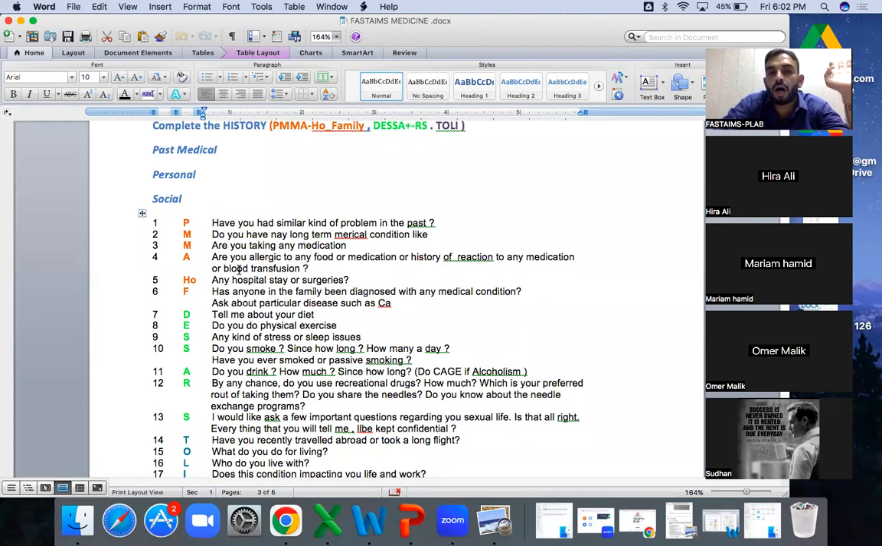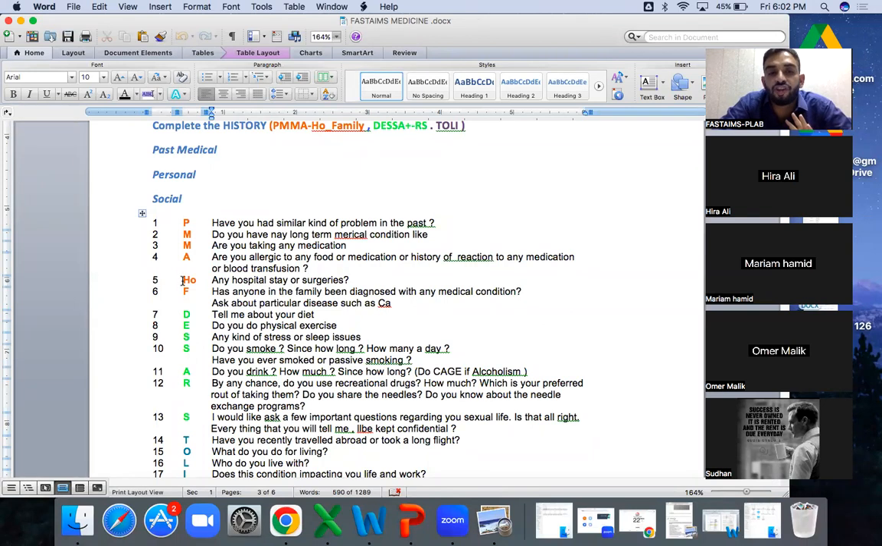Third thing, allergy. Are you allergic to any food or any medication, or having a history of any medication reaction or blood transfusion? You need to ask them as well. So this is the allergy question. You can ask as much information as you want, but this question is mandatory. Are you allergic to any medication or any food? You need to ask this. The other things you can leave.